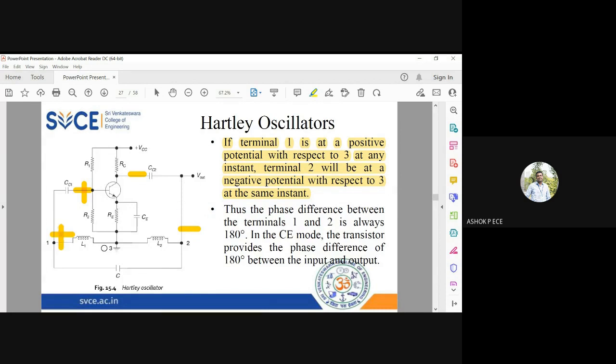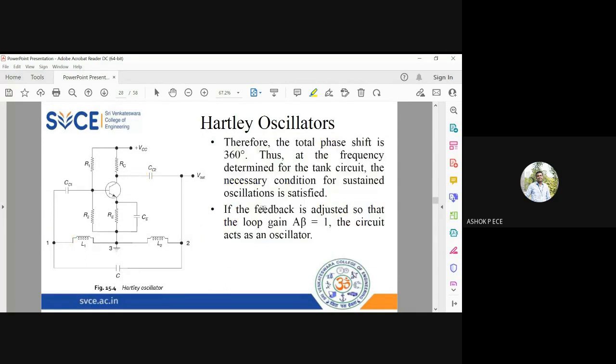So the total phase shift is 180, 180. So it is going to be 360 degrees. So the phase difference between 1 and 2 is always 180 because of the common emitter action. So the total phase shift is 360. You have 180 for this common emitter amplifier. This 180 is also reflected across the feedback network. So you have one more 180.